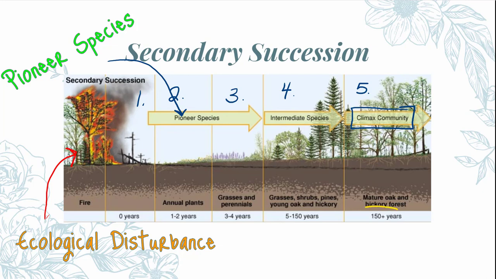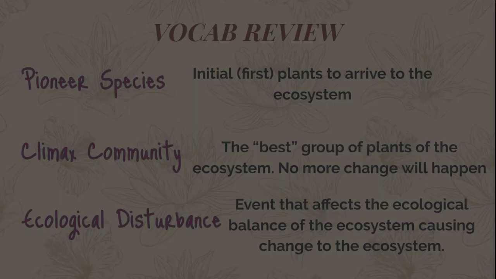Because the plants and other things growing there don't have to create soil, secondary succession is much faster than primary succession. It can take as little as 150 years to reach the climax community.